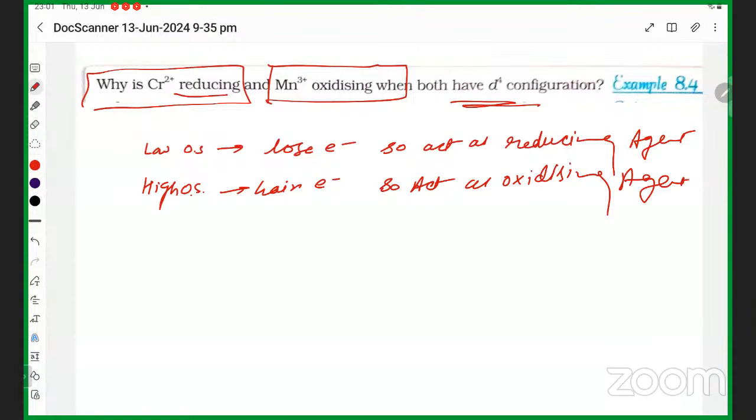Which two? That is chromium 2 plus and another is Mn3 plus. Which one is the lower oxidation state? Cr2 plus, yes or no? Yes. Cr2 plus, its configuration is 3d4. It is losing one electron. It is converting into what? Cr3 plus, it converts into 3d3.